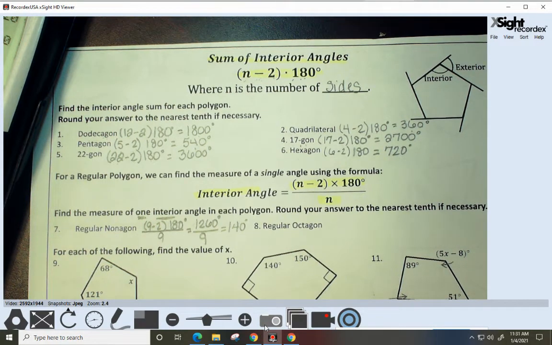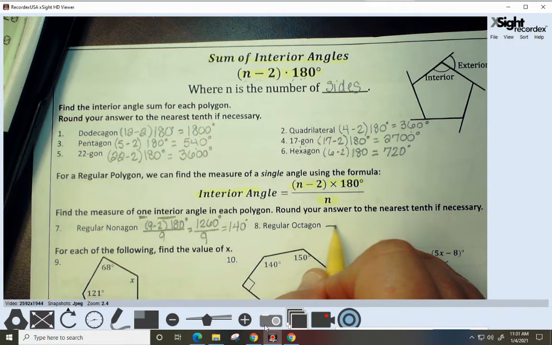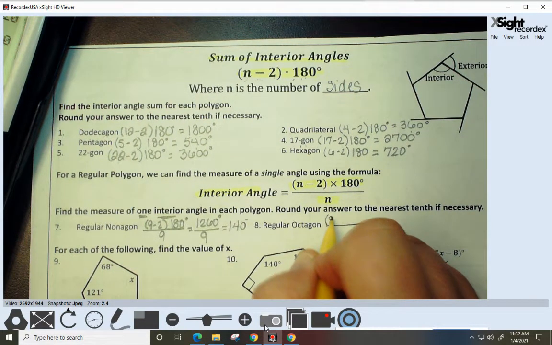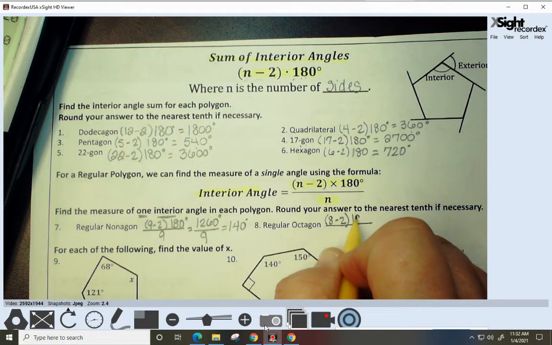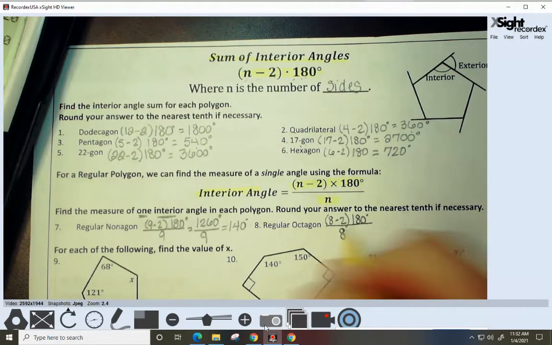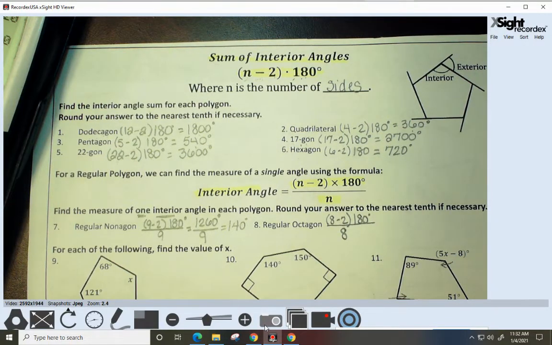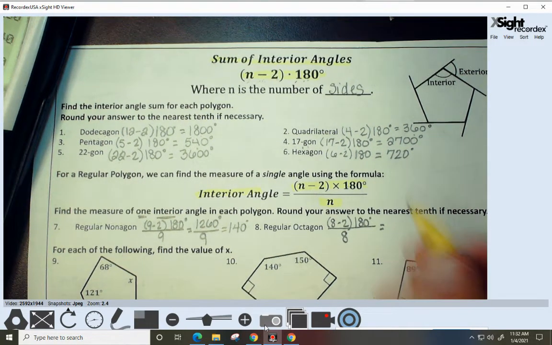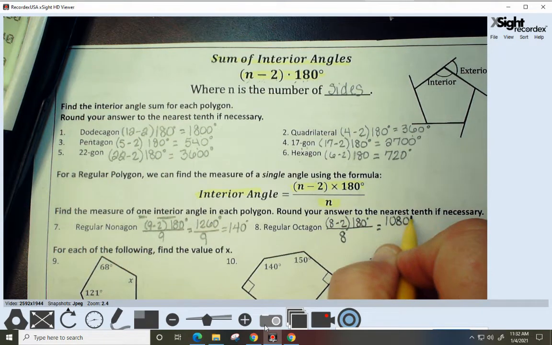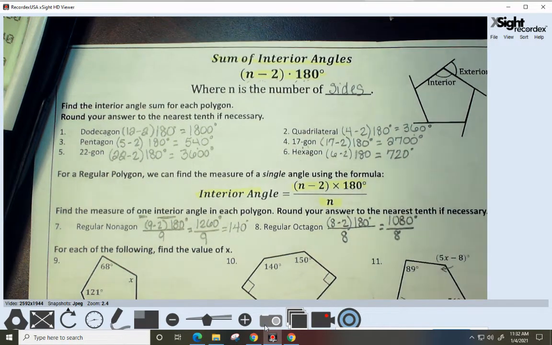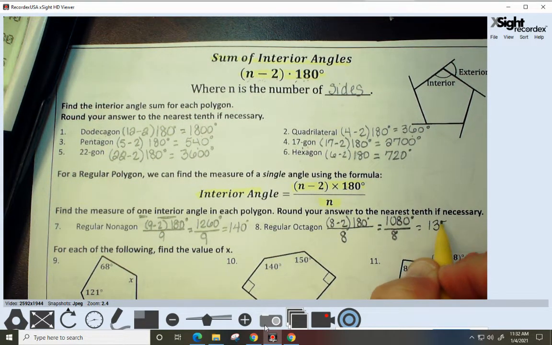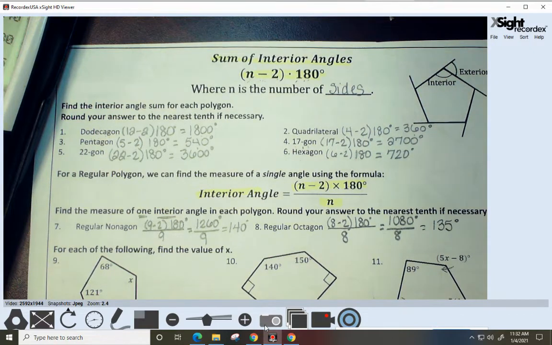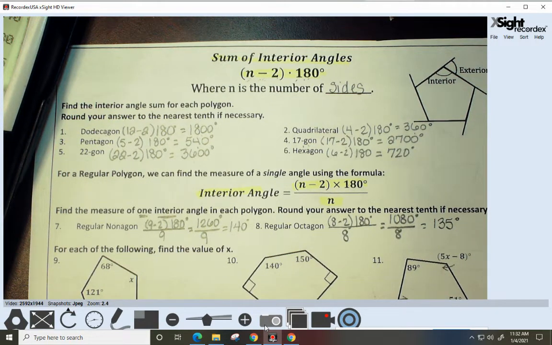Number 8, a regular octagon. An octagon has 8 sides, so 8 minus 2 times 180, and divide by the number of sides, which is 8. So 8 minus 2 is 6, times 180 is 1080. And I'm going to divide that answer by 8. So every interior angle of a regular octagon is going to be 135 degrees.